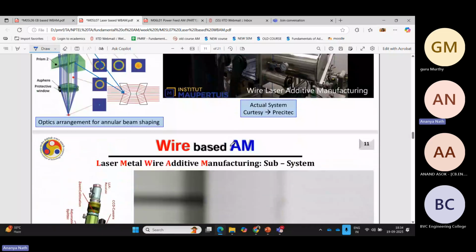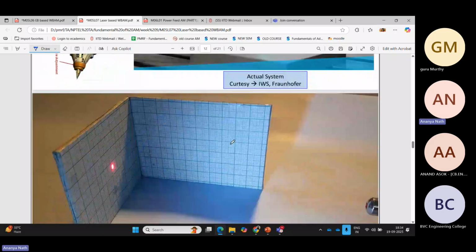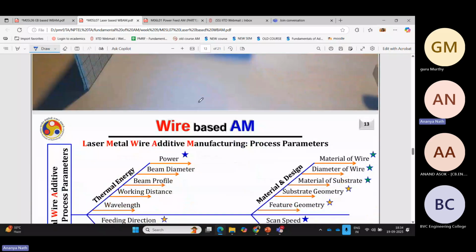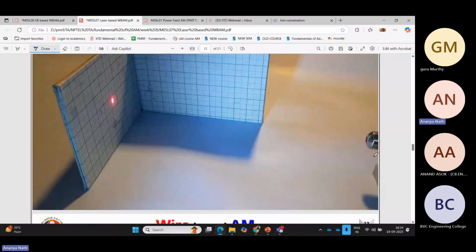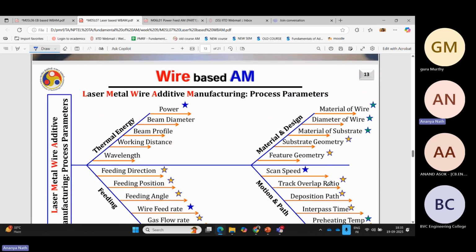There was a video which was shown, from the laser pointer that we use for presentation: if you put two slits here, you can split the beam into two and then you can refocus these two split beams at one point on the build plate, which you can do with the laser.